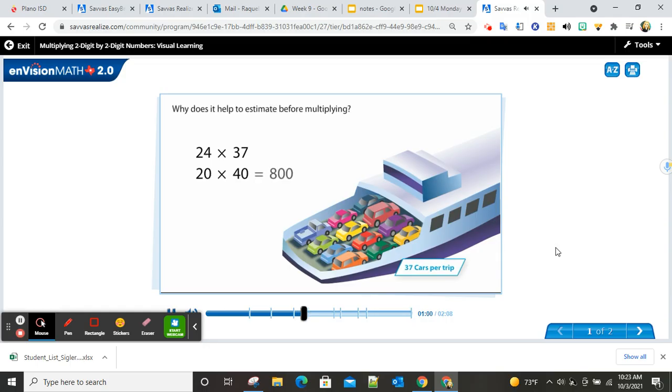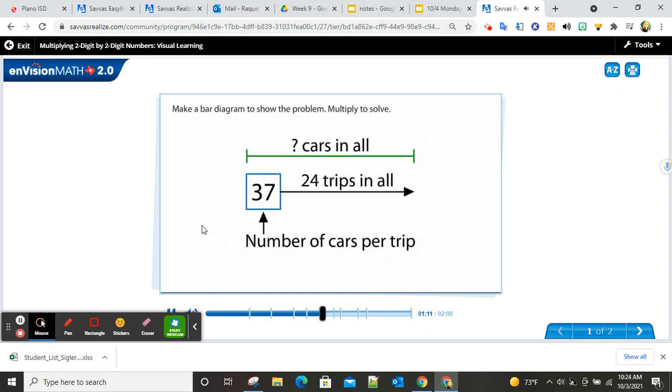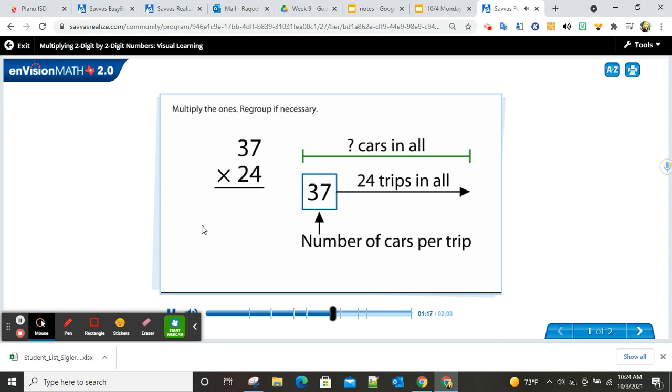Why does it help to estimate before multiplying? It helps you catch mistakes. If the exact answer is not close to 800, you probably made a mistake. Make a bar diagram to show the problem. Multiply to solve. Multiply the ones. Regroup if necessary.